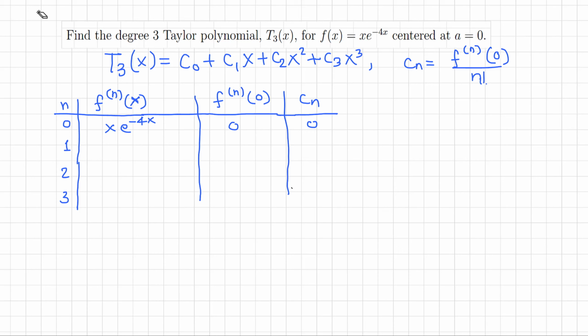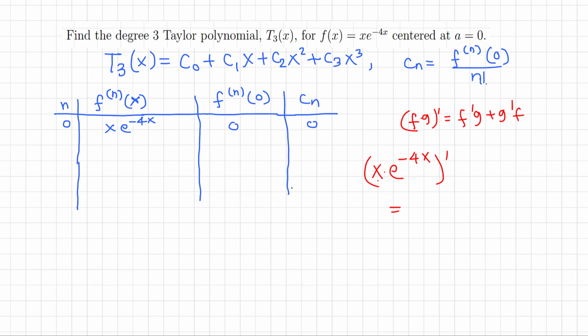Then n equals 1 means we need to find its derivative. So let me find the derivative. It needs some work, so let's find it over here separately. So we've got x e to the negative 4x. When we find the derivative, it's a product, so we need to use the product rule. Like fg means f prime g plus g prime f. So here, the derivative of x is 1, plus the derivative of e to the negative 4x is e to the negative 4x times the derivative of negative 4x, which is negative 4. So derivative of the second factor times x.